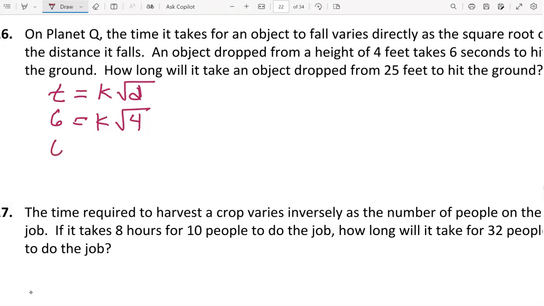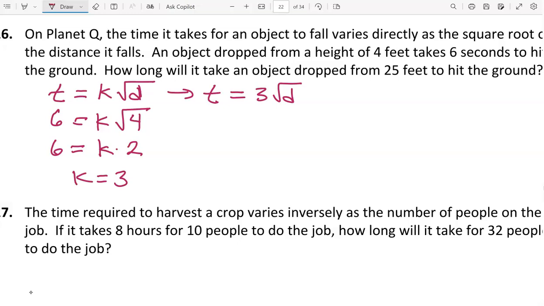That's going to allow us to solve for the constant k, so the square root of 4 is 2, and dividing both sides by 2, we get k is equal to 3. So our equation of variation now is t is equal to 3 times the square root of d.